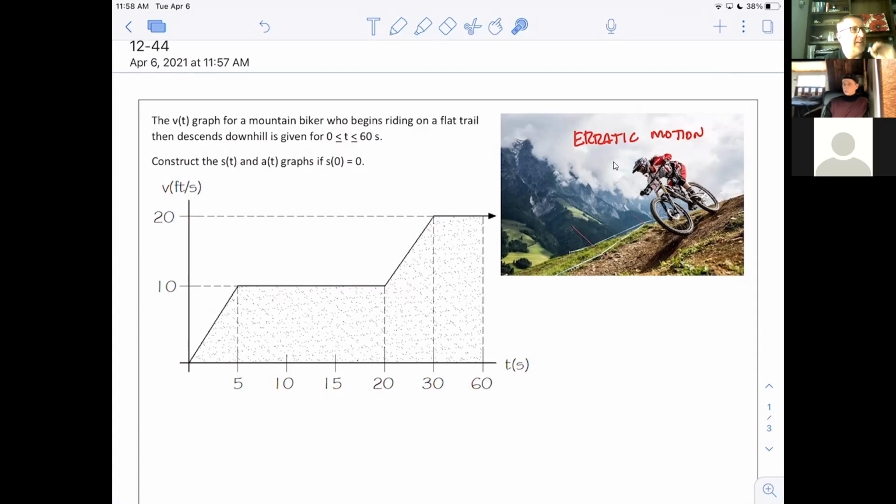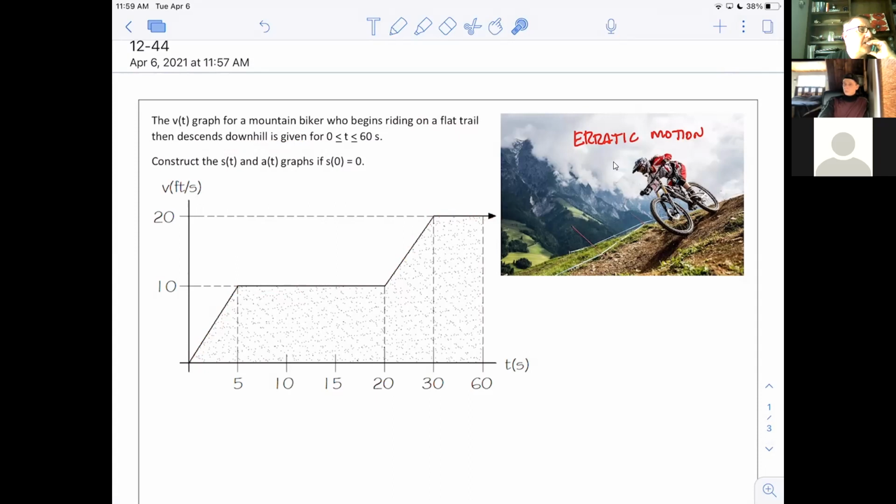Now, the first thing I'd like to ask you is, can you agree with this statement? This is the graph of a mountain biker who begins riding on a flat trail, then descends downhill. Why would that graph make sense? Why would his velocity do that? Why would his velocity go up and then stay at 10 and then go up and then stay at 20?